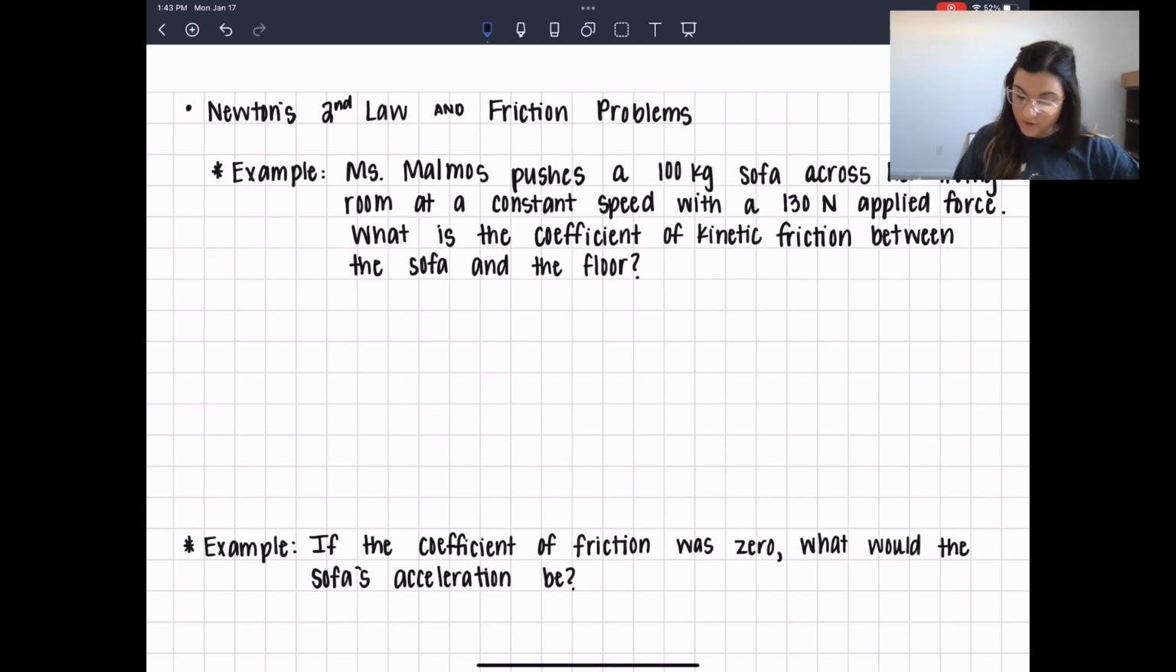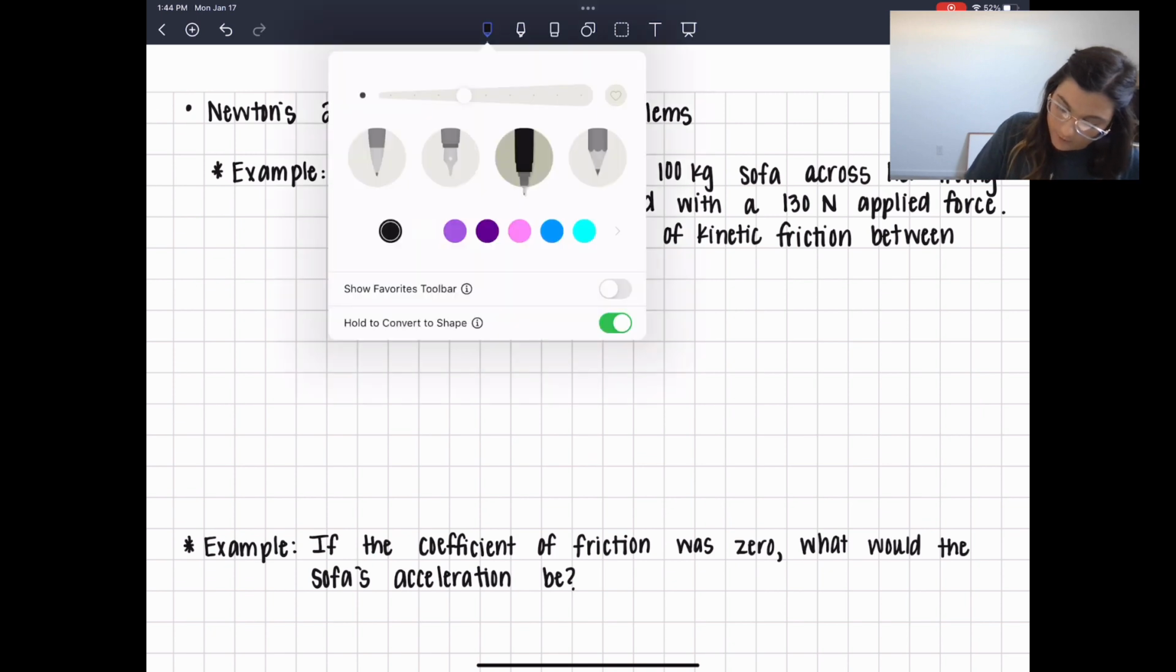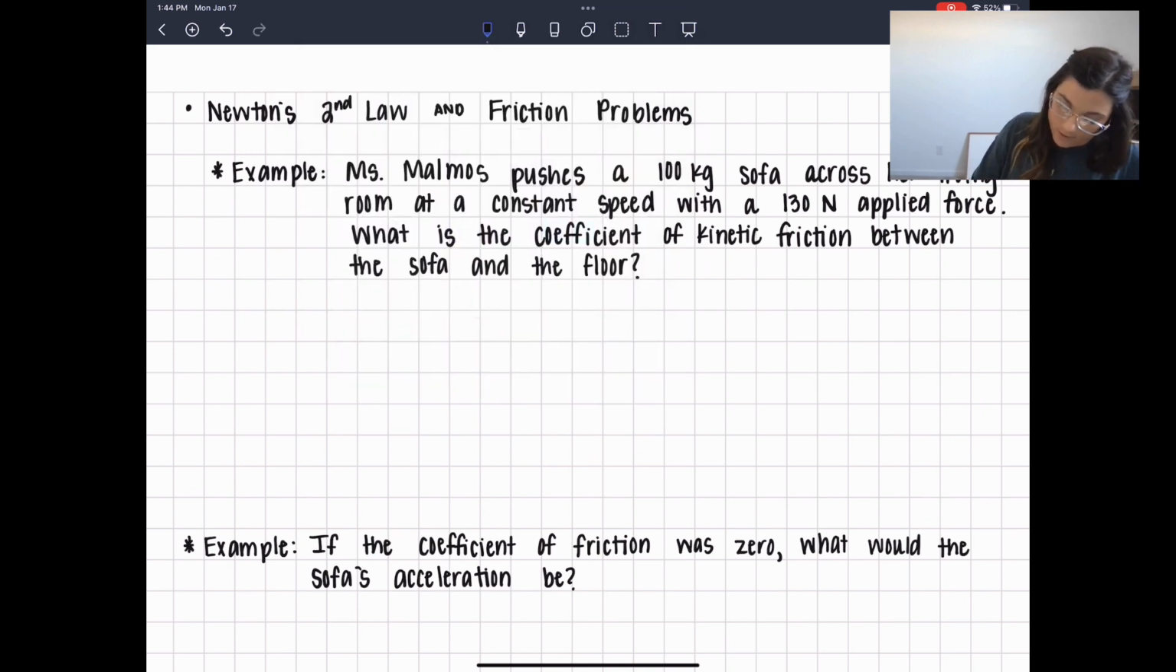So I'm going to get started by listing out my knowns and my unknowns. So let's do that over here. Try again here, and maybe do thicker font. Okay, so what are some of my knowns?